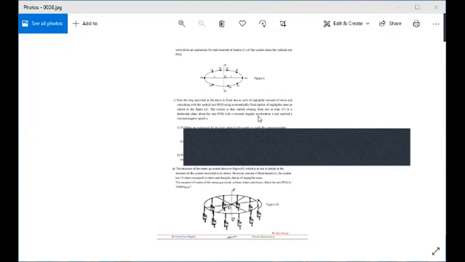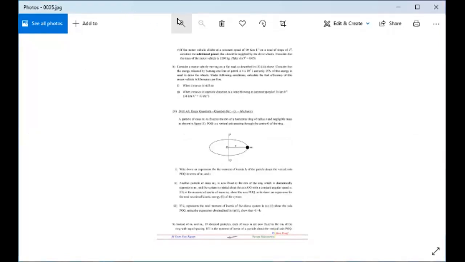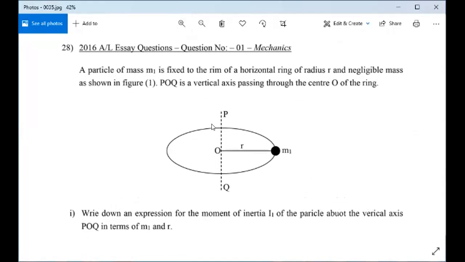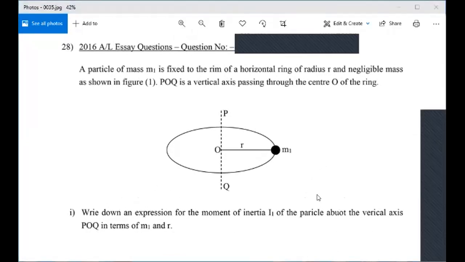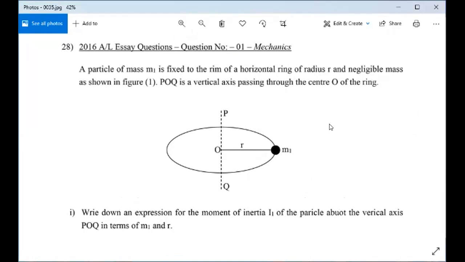Can you see the question, Lamai? Right. This question was given in 2016. Please tell me whether you are able to see the question clearly or not. Lamai.